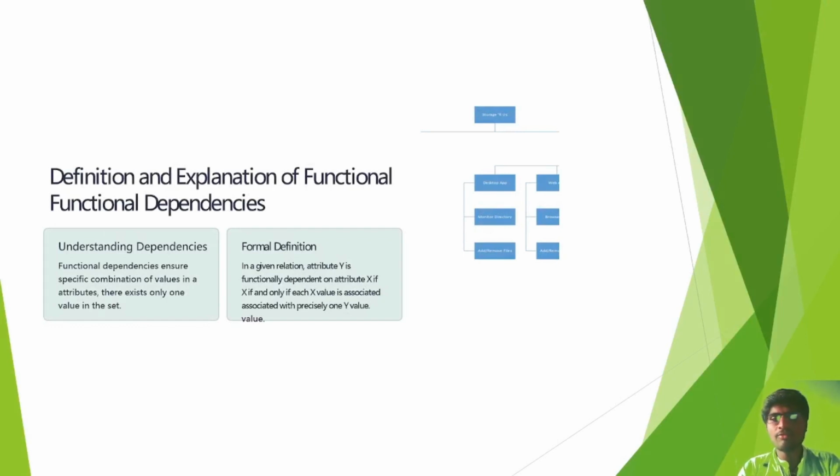What is meant by understanding dependencies is nothing but that functional dependencies ensure that for a specific combination of values in attributes, there exists only one value in the set. Then what about the formal definition? In a given relation, you can see the relation here, attribute y is functionally dependent on attribute x if for x and y, a value is associated with them itself. Then we will call it the formal definition.